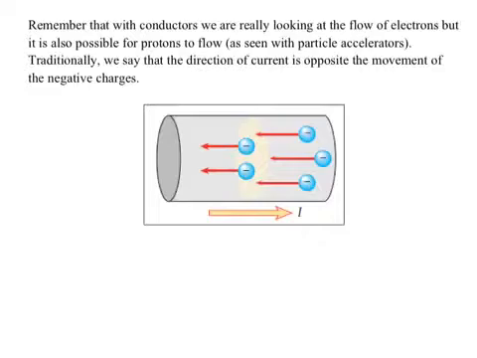Traditionally we say that the direction of current is opposite the movement of negative charges, and this is just completely arbitrarily defined. So to summarize, remember that in metals, or most things that are made up of wires and other conductors in electric circuits, the positive charges are really immobile, they're not moving. So the charge carriers again are the electrons, but because the electrons carry negative charge, the motion of the electrons in a metal conductor is really the opposite of that of a conventional current.